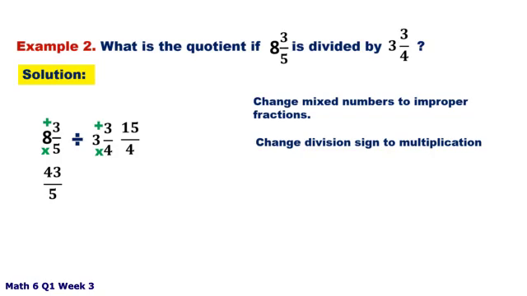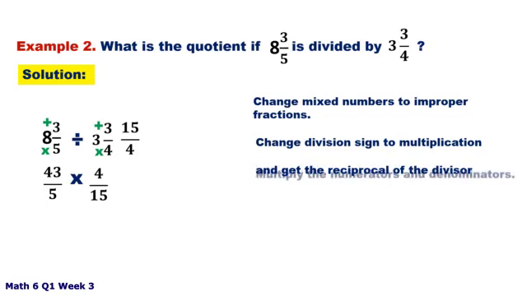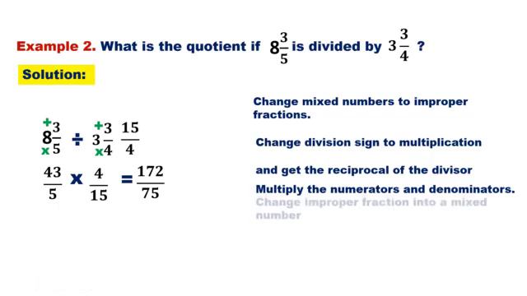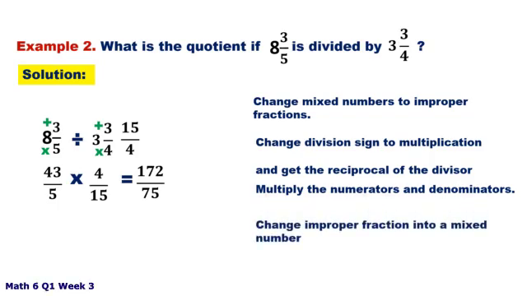Change division sign to multiplication sign, and get the reciprocal of the divisor. Multiply the numerators and denominators. 43 times 4 equals 172, and 5 times 15 equals 75. Change the improper fraction into a mixed number: 2 and 22/75.